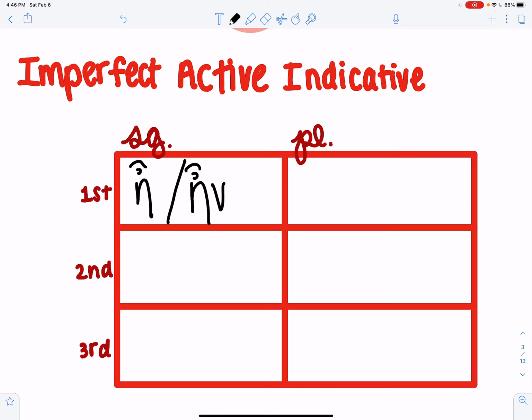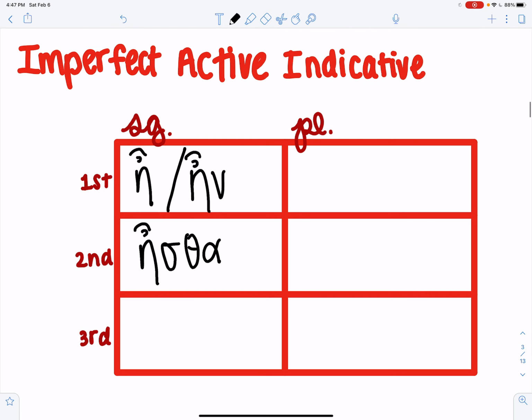And then second singular, you have eta, sigma, theta, alpha, and you have smooth breathing and circumflex on that first eta. And then third singular, eta nu, just like the second form of the first person singular form. What I'm saying is this form matches this one. Just something to notice to help you with your memorization.